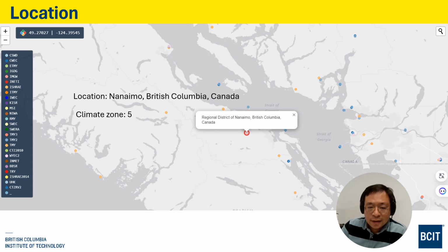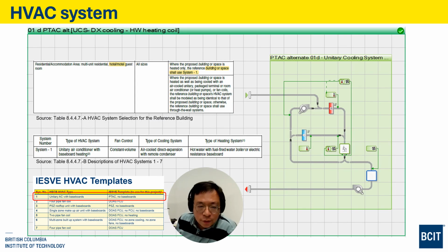It is located in Nanaimo, British Columbia, Canada. So the comfort zone belongs to Zone 5. According to NECB, the HVAC system for the hotel should be System 1, that is the PTAC with no baseboard. So here is the piping diagram.